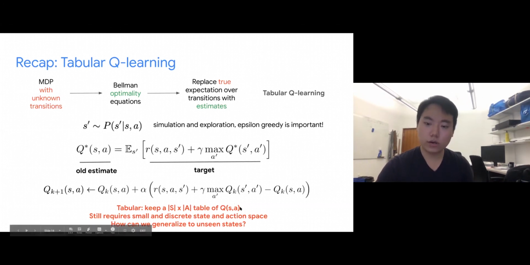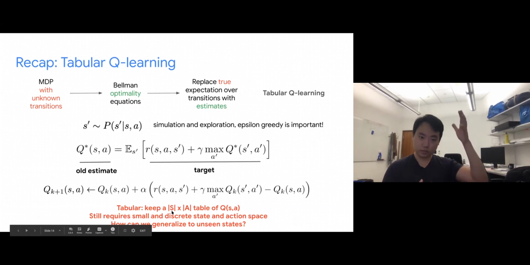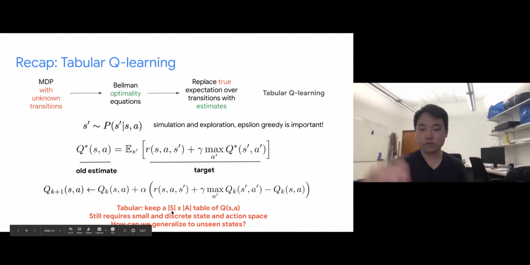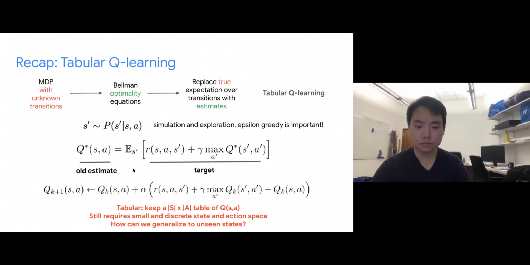Again, the issue is that you have to keep all your Q(s, a) separately. In other words, you keep a table with number-of-states rows and number-of-actions columns. So it still requires small and discrete state and action spaces, although now you do not need the true transition probabilities to compute the expectation, but rather use samples.